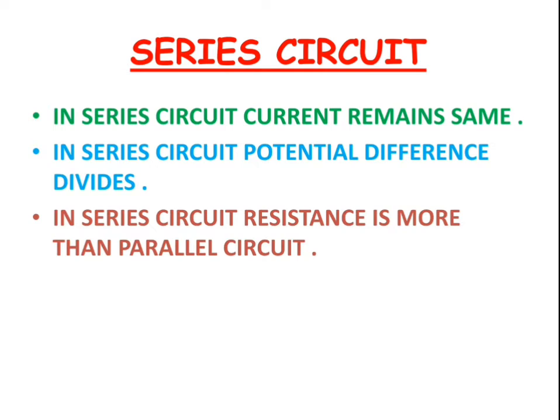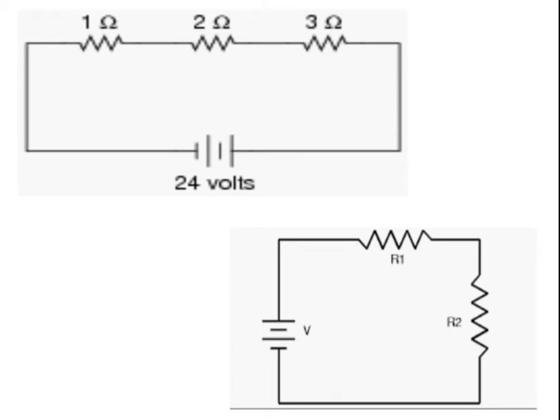In a series circuit, current remains the same. So first of all, let's look at the first image, and suppose there is an ammeter in this circuit. As you all know, an ammeter shows the reading of current. So if there was an ammeter in this circuit, the current through all the three resistors, that is the 1 ohm, 2 ohm and 3 ohm resistors, would be the same.